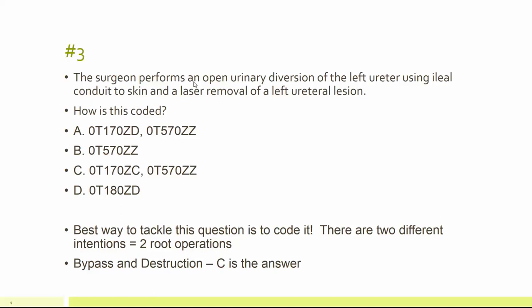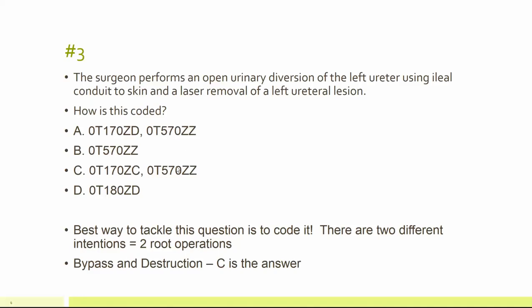Or you can determine based on the urinary diversion that the root operation would be bypass, and then you would index bypass, ureter in your alpha index, and you go to that table. And of course, laser removal, again, laser is key. Laser removal relates to the root operation of destruction, and you would index in the alpha destruction, and then ureter in your alpha index. And you would end up at the same answer.